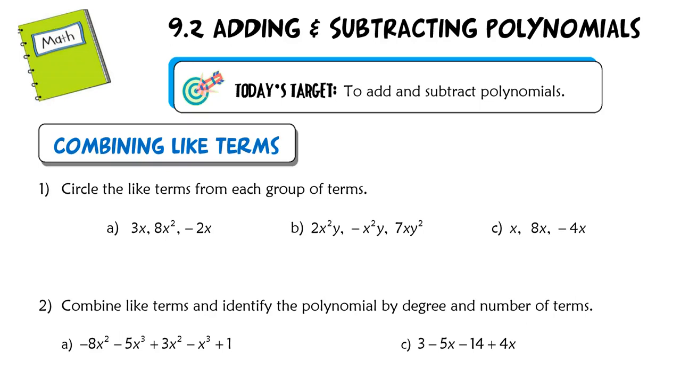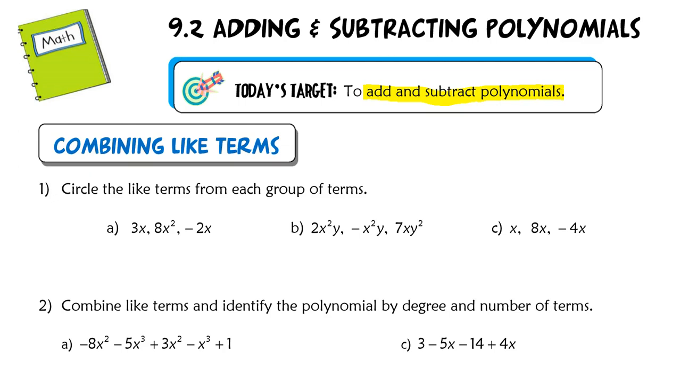Alright, this lesson is for section 9.2 on adding and subtracting polynomials. So that's what our target is for today. We're going to actually add and subtract the polynomials that yesterday we were naming and classifying. Today we're going to be combining like terms and grouping like terms together.